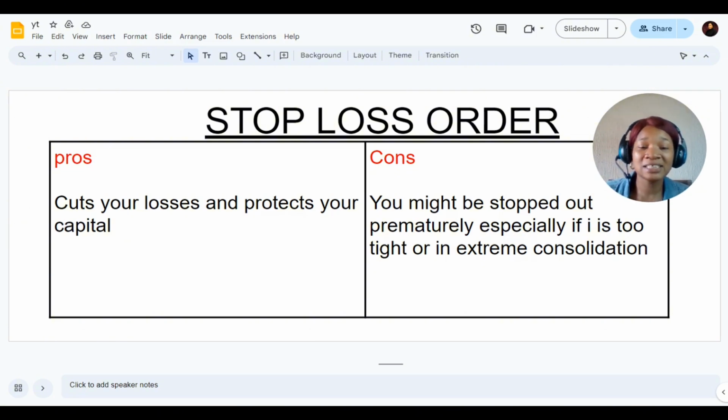It's going to save you. Of course, one of the cons is that you get stopped out prematurely sometimes, if your stop loss is too tight or the market is in extreme consolidation. But it is still important that you cut your losses. Make it a habit to always put in your stop loss. It's going to save you in the long run.